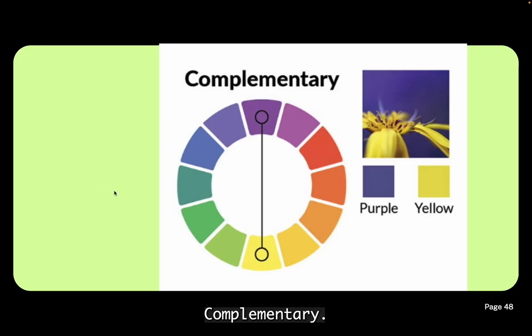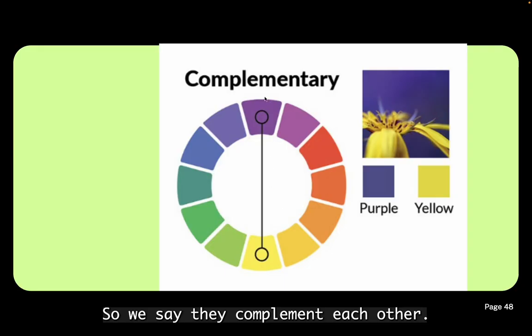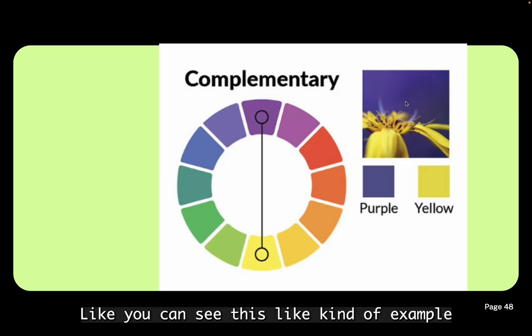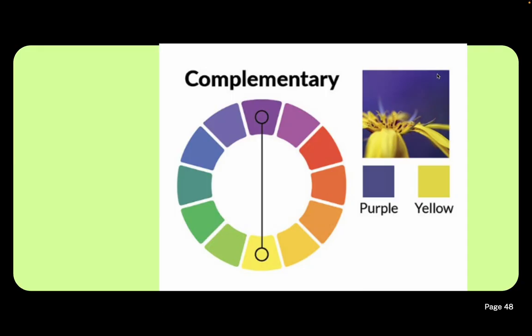Complementary. Complementary on the color wheel means colors that are across from each other, so we say they complement each other. In this example, what's across from yellow would be purple.